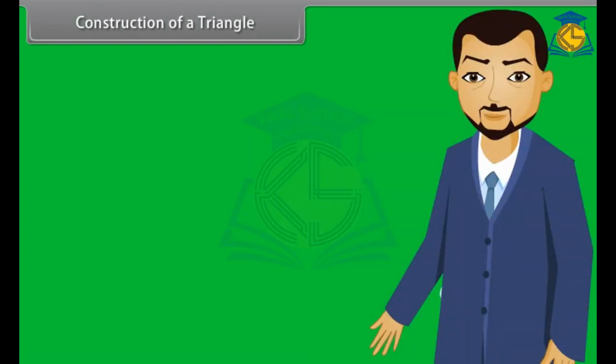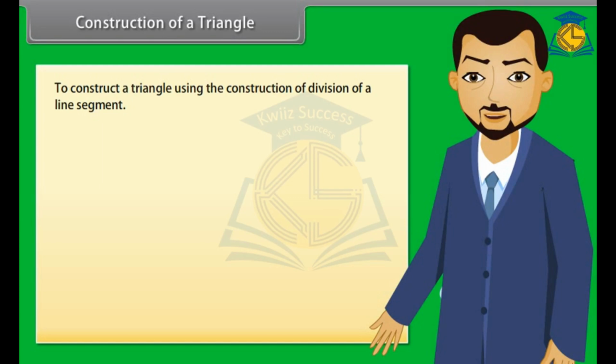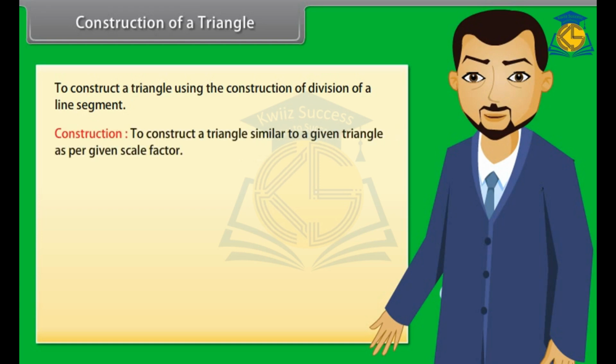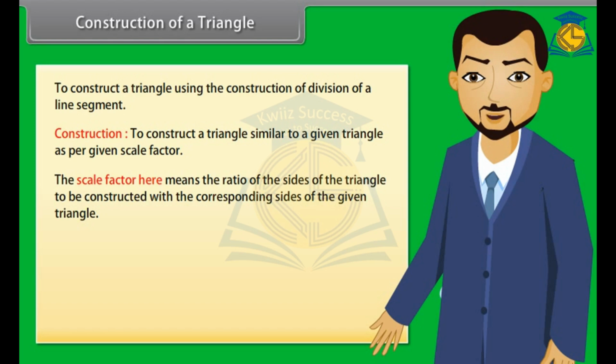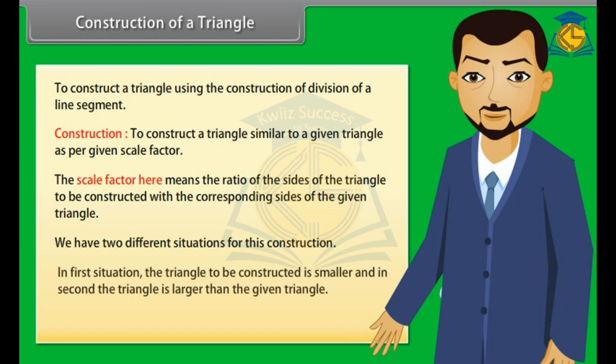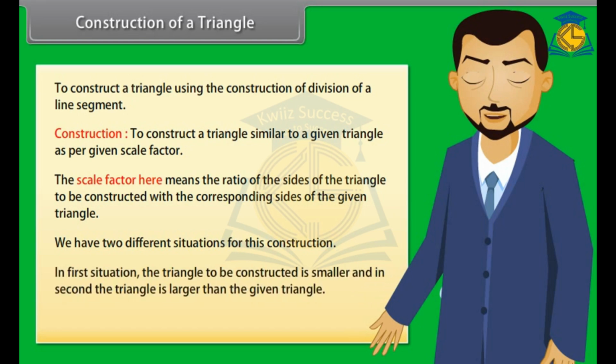Construction of a triangle. We will now learn to construct a triangle using the construction of division of a line segment. Construction. To construct a triangle similar to a given triangle as per given scale factor. The scale factor here means the ratio of the sides of the triangle to be constructed with the corresponding sides of the given triangle. We have two different situations for this construction. In the first situation, the triangle to be constructed is smaller, and in the second, the triangle is larger than the given triangle. We will solve some examples to understand this.